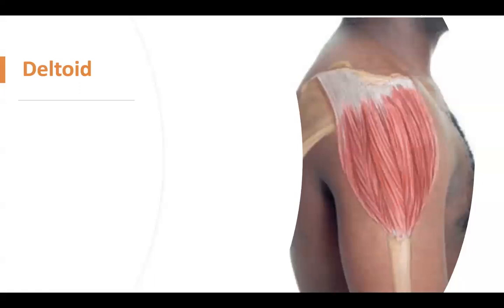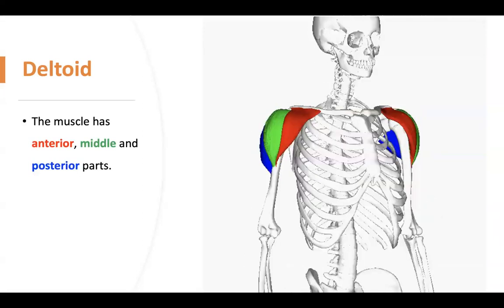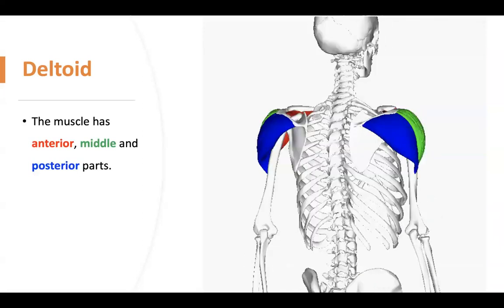Let's start with deltoid. Deltoid is named based on its shape. It's triangular, or delta shaped. It's shaped like an inverted triangle. That's why it's known as deltoid. And deltoid has 3 parts. It has anterior, middle, and posterior part. As you see it here, it has anterior, middle, and posterior part.